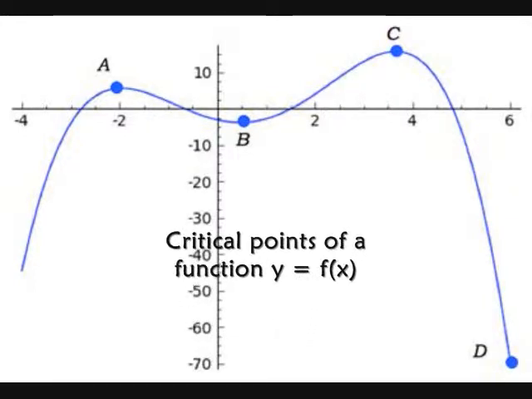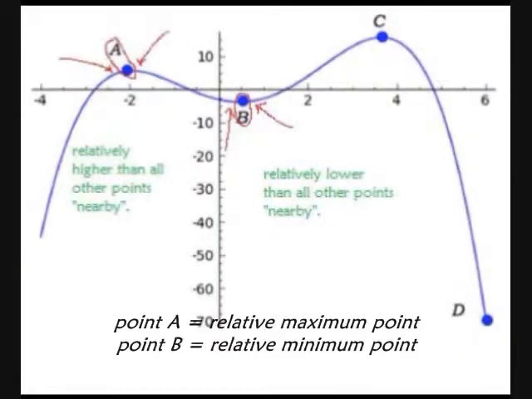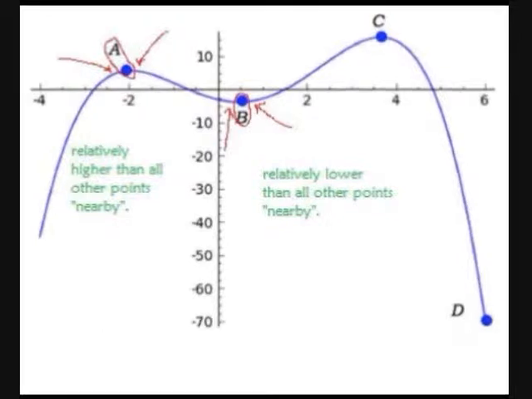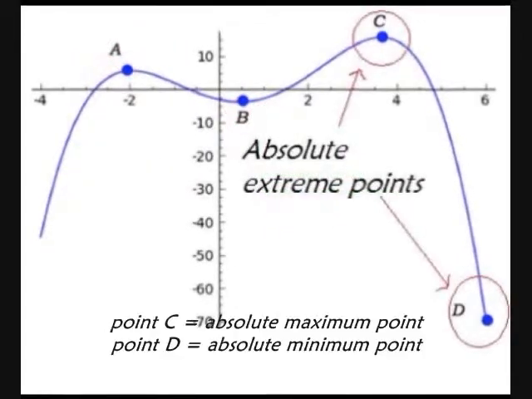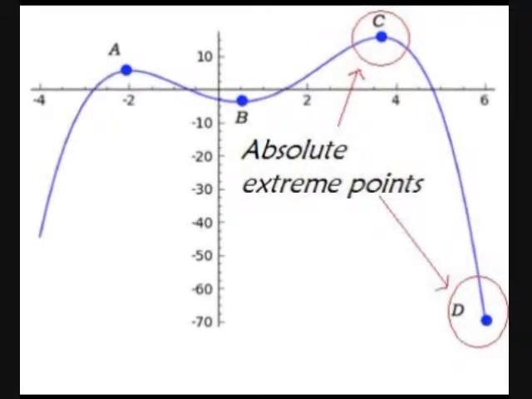Points a, b, c, and d are critical points of a function. The point a is a relative maximum point, while b is a relative minimum point of the function. These points are relatively higher or lower than all other points nearby. c and d are absolute extreme points of the graph. Since c is the highest and d is the lowest point on this graph, c is the absolute maximum point and d is the absolute minimum point of the function.